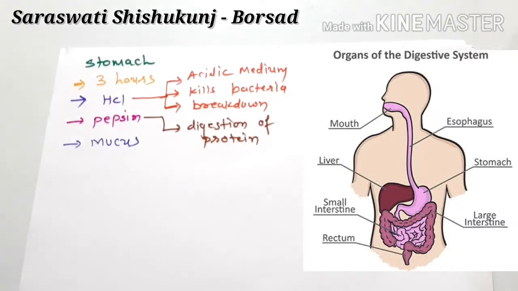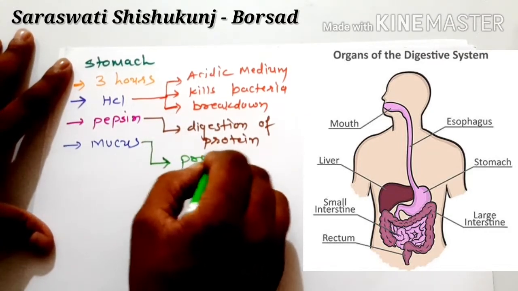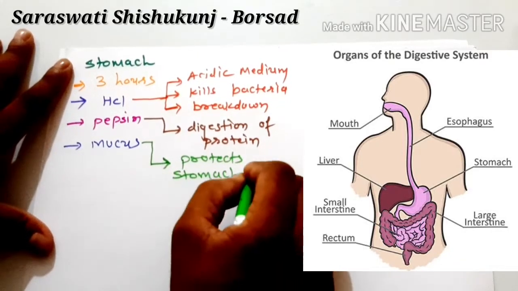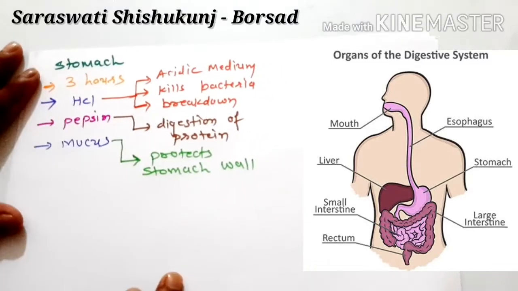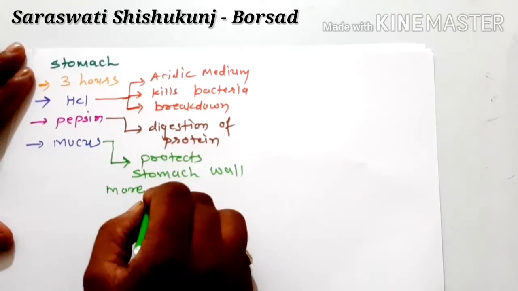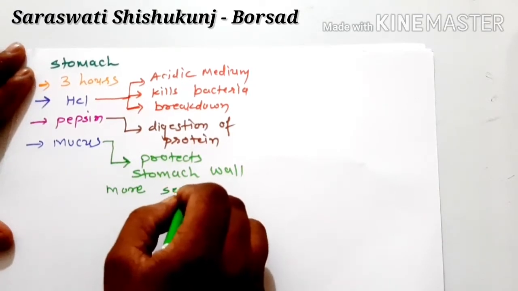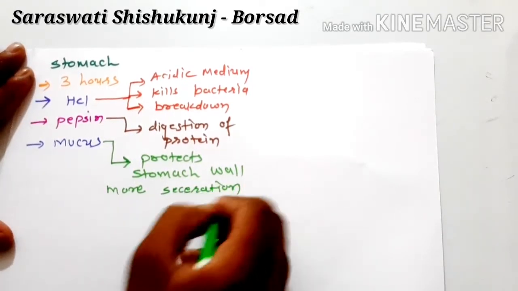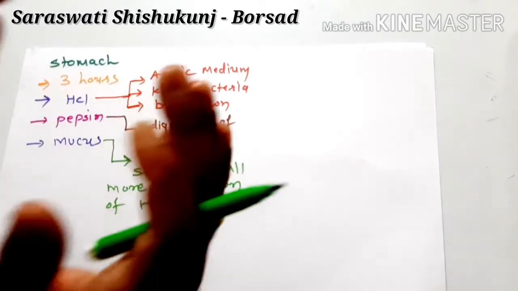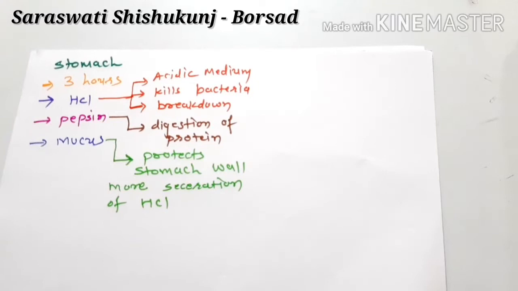Now, what is the function of mucus? Mucus protects the stomach wall. It protects our stomach wall from the excess secretion of HCl. If HCl is secreted in excess, the inner wall of the stomach is protected by the mucus.